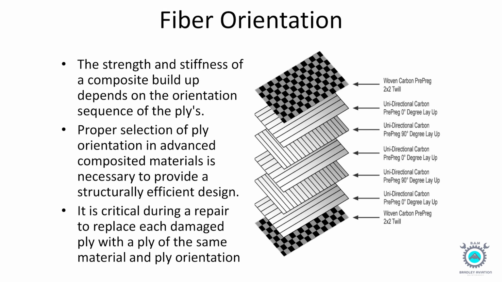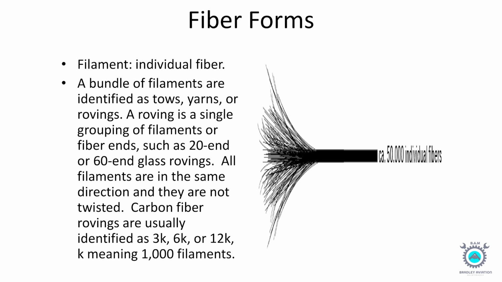Fiber orientation. The strength and stiffness of a composite buildup depends on the orientation sequence of the plies. Proper selection of ply orientation in advanced composite materials is necessary to provide a structurally efficient design. It is critical during a repair to replace each damaged ply with a ply of the same material and ply orientation.